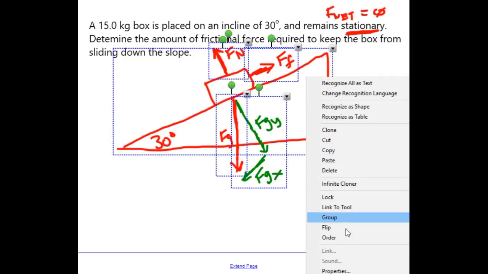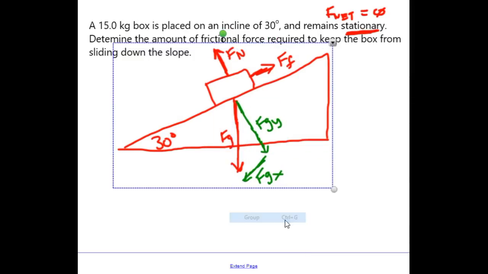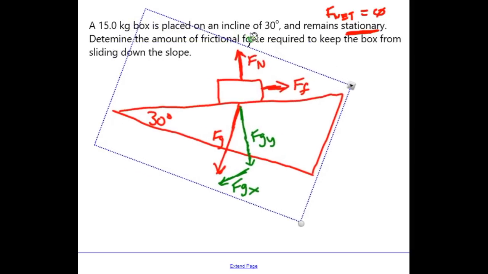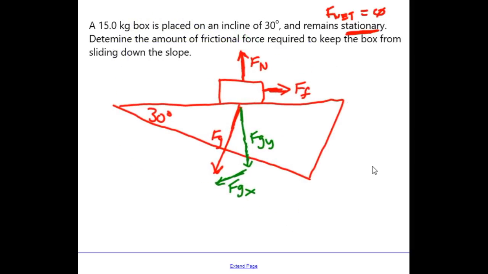We need to group these. If I were to group all these together, you have to treat this whole diagram as though it's been tilted. And now maybe you can see that we have two x direction forces. The force of friction is in the x direction. And the force of gravity that's pulling it downhill, it's also in the x direction.